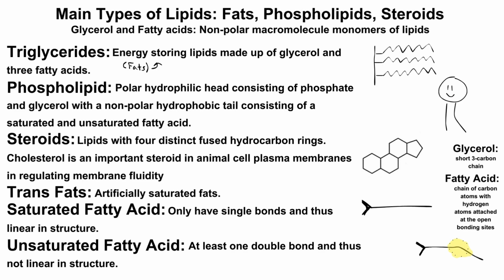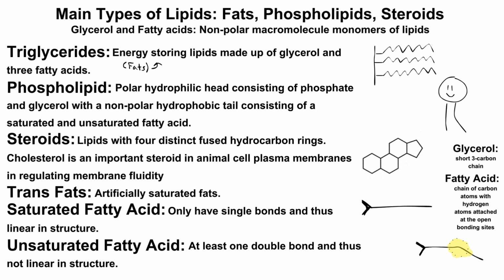Next, the monomers of lipids, which are nonpolar macromolecules, are glycerol and fatty acids. 3 main types of lipids are fats, phospholipids, and steroids. Fats are energy-storing lipids that are made up of glycerol and 3 fatty acids and are referred to as triglycerides. A phospholipid has a polar hydrophilic head consisting of phosphate and glycerol with a nonpolar hydrophobic tail consisting of a saturated and unsaturated fatty acid.